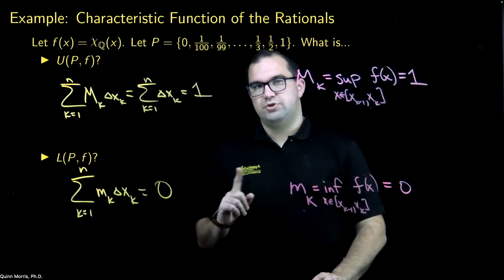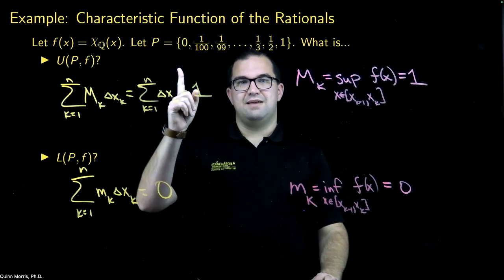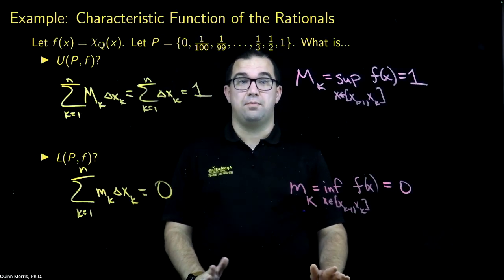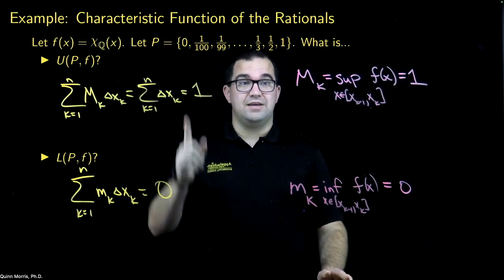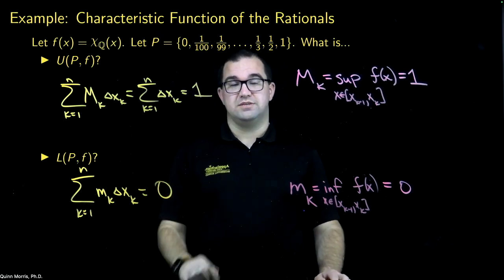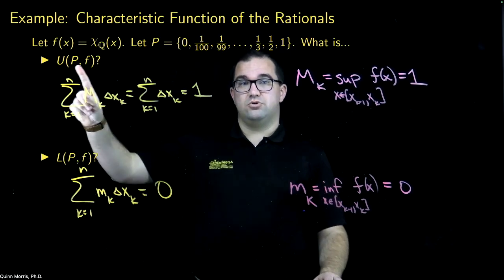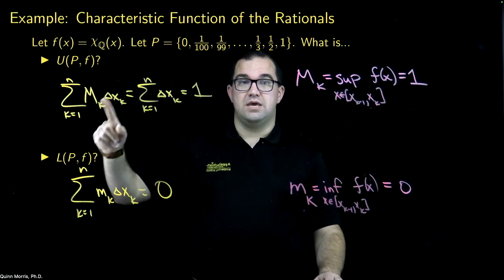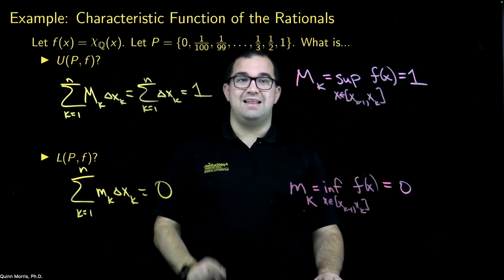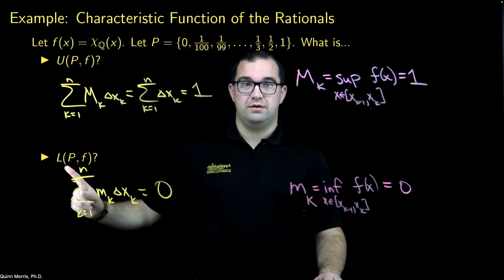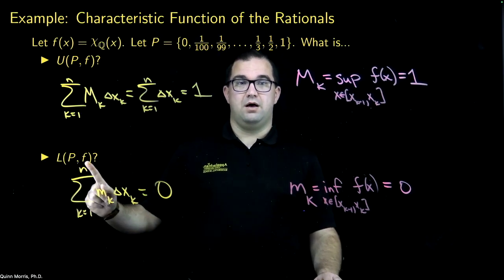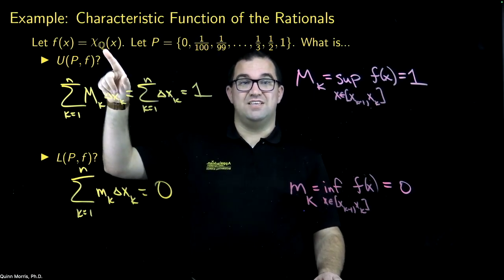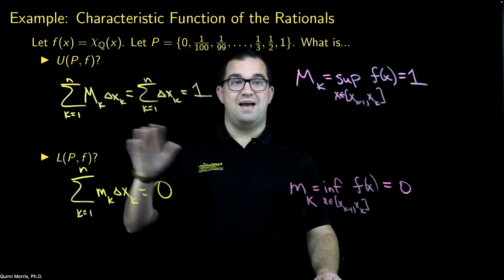And one of the things I want you to notice here is that I never used any facts about this particular partition I chose other than that it's a partition of the interval [0, 1]. I used nothing about the actual values of this partition. So it actually turns out that if you take any partition of [0, 1], the upper Darboux sum will be 1. And if you take any partition of [0, 1], the lower Darboux sum of the function will be 0.